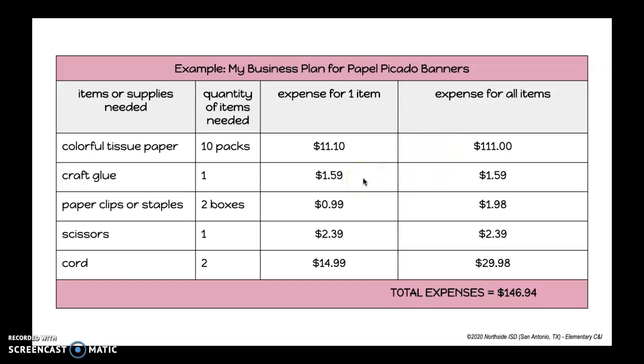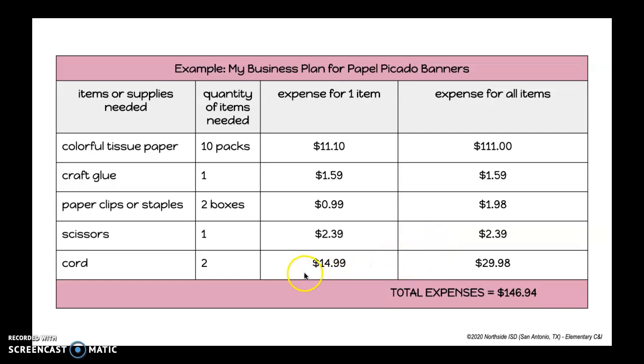So for the craft glue, I just needed one bottle. It was $1.59. So my total for that item is $1.59. Paper clips or staples, I needed 2 boxes. They were 99 cents each. So 99 cents times 2 gave me $1.98. For scissors, I just needed one pair. They were $2.39 each. So since I only got one pair, $2.39 times 1 is $2.39.